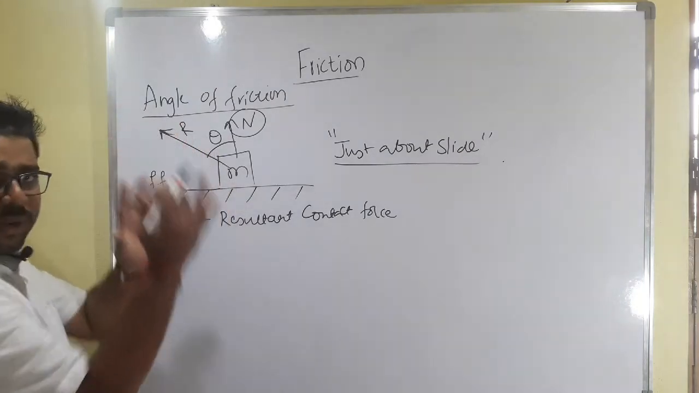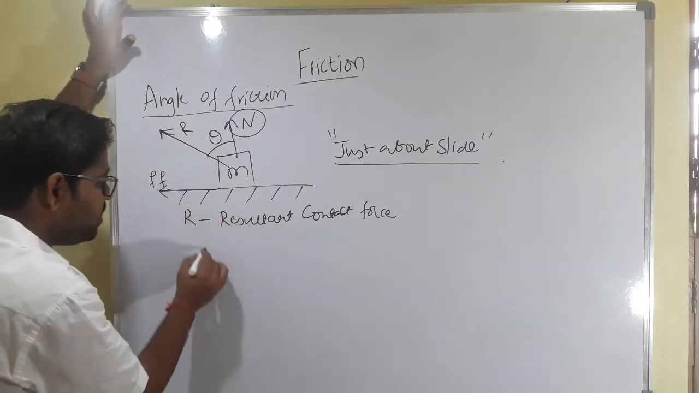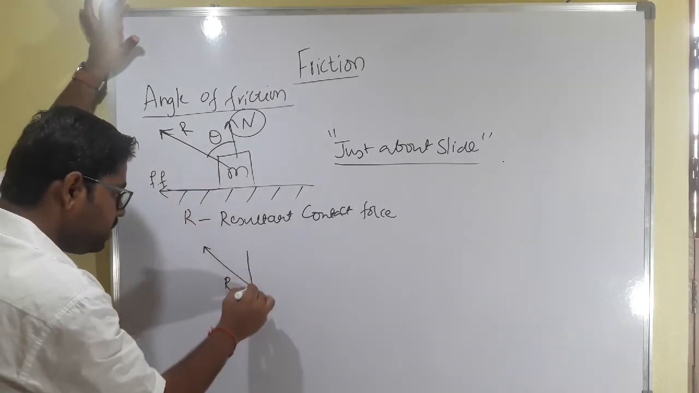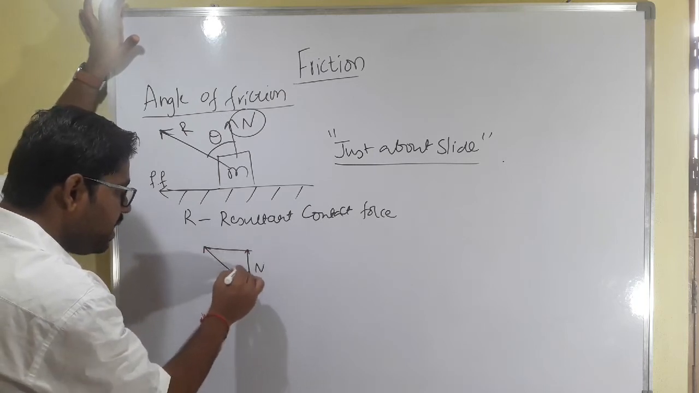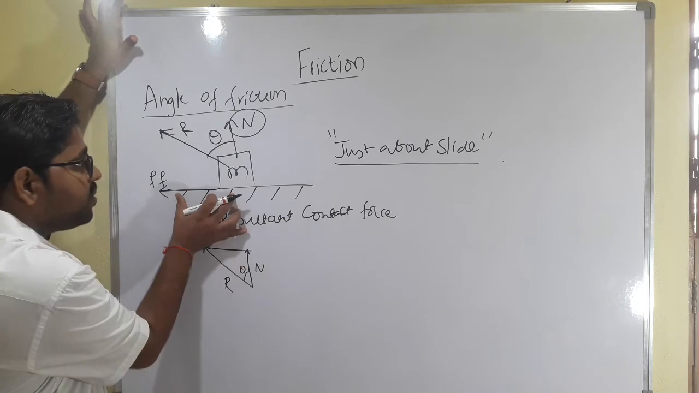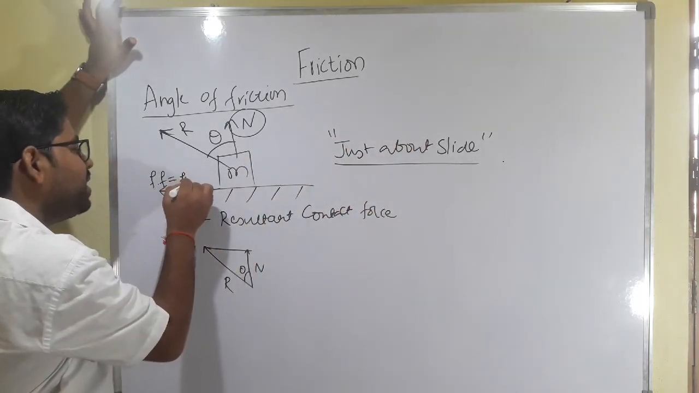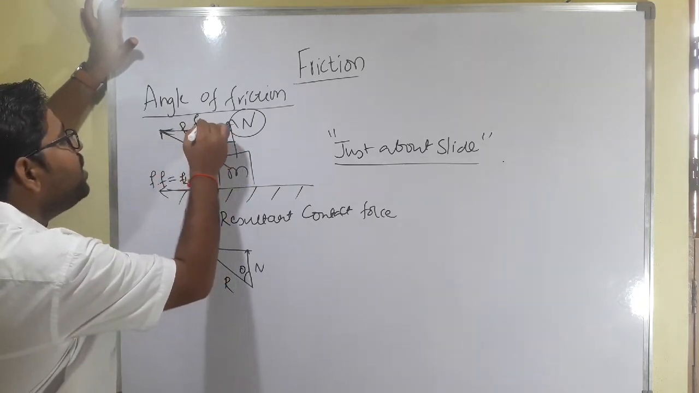Now, if you take the free body diagram of this one, the resultant force is acting in this direction, and here is the normal reaction, making angle theta. Since the body is just about to slide, which frictional force comes into the picture? That is F limiting. That means this value will be F limiting, correct?